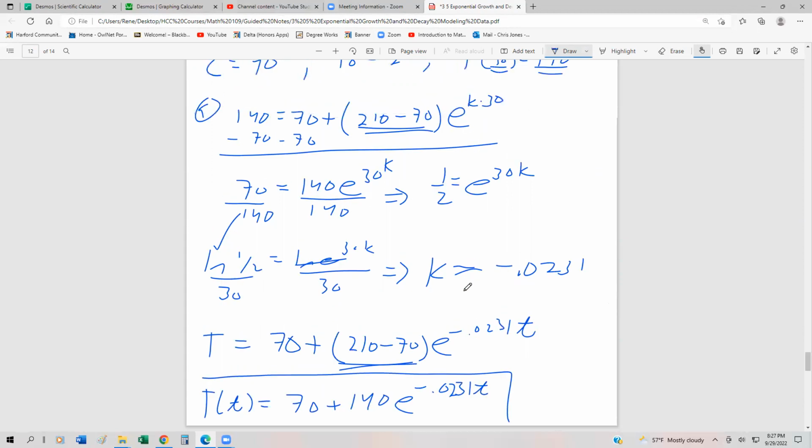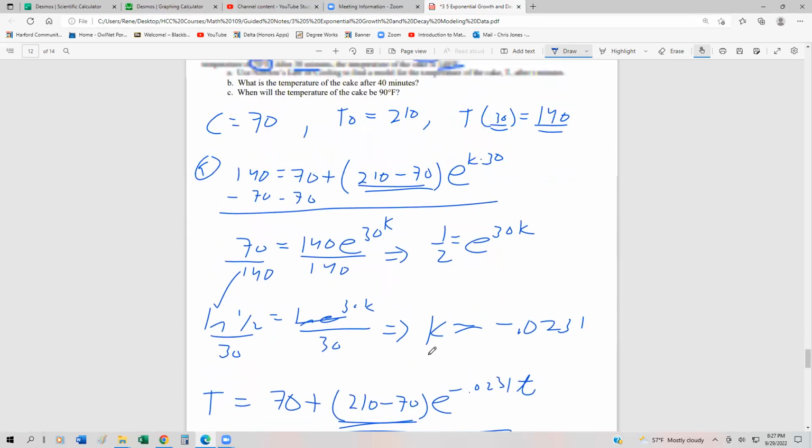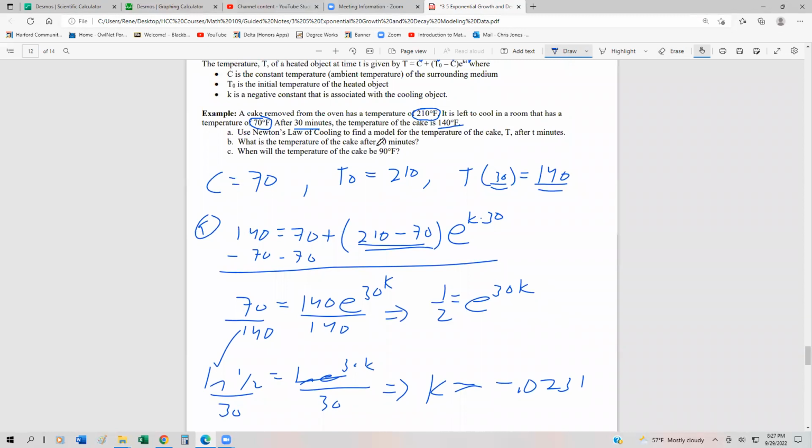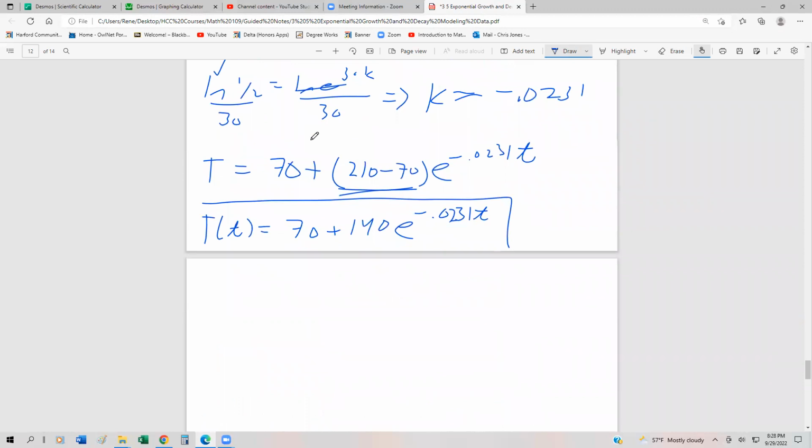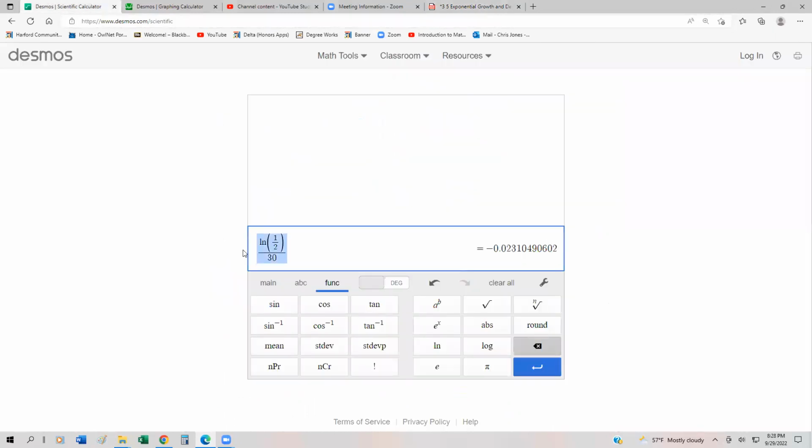After that, all we're going to do is just use that function. For letter B, what is the temperature after 40 minutes? All we're going to do is substitute 40 back in for t. So this is B. T at 40 is going to be 70 plus 140 e to the negative 0.0231 times 40. Now we can just plug that into our calculators. So we would have 70 plus 140 e to the negative 0.0231 times 40.